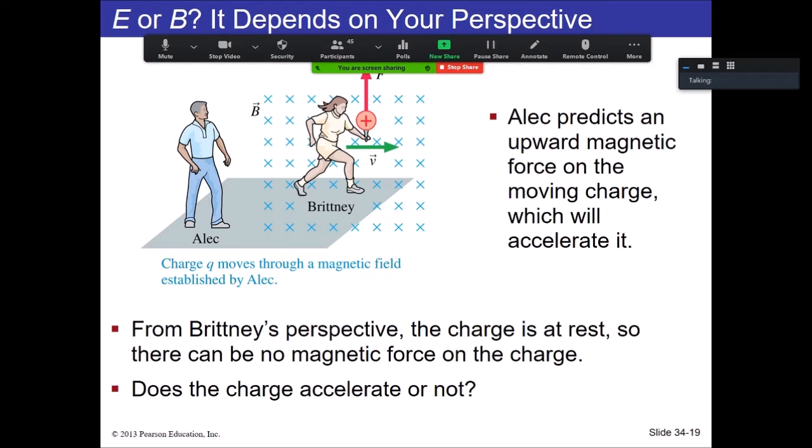Now, in Brittany's reference frame, however, the charge doesn't move because she moves with it. She'll still see an electric field and a magnetic field, but it doesn't seem like she should report that there is a force upward on that charge there.